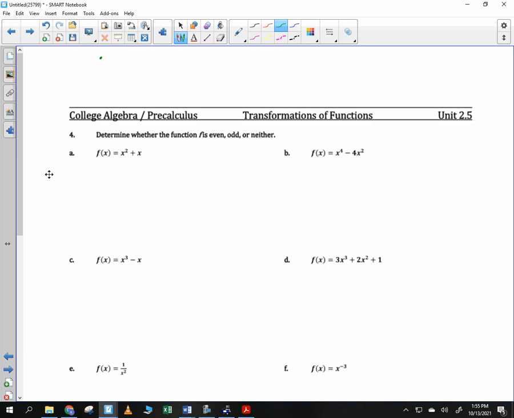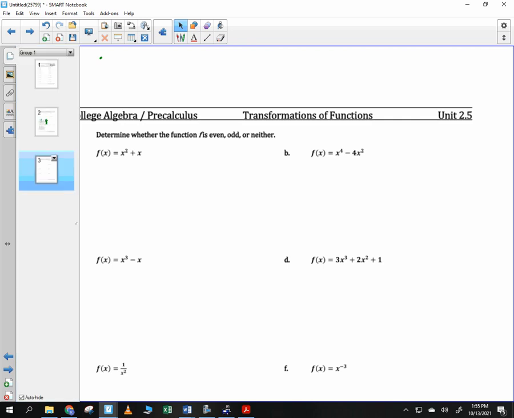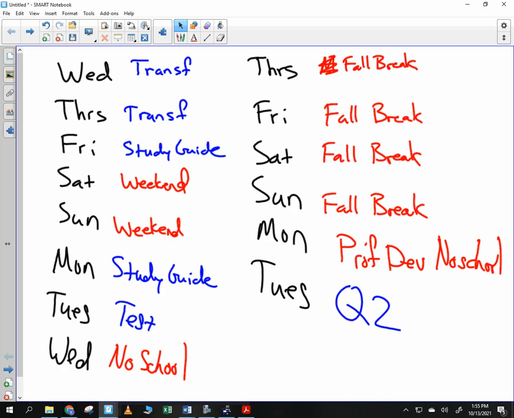I have your study guide almost complete, which my goal would be to hand it out to you tomorrow. As you notice, we're kind of in an interesting situation here with our class. The red days are days you don't have school. So you guys got a lot of time off coming up, don't you? So if you have a little bit of work to get caught up on, good. Get caught up on it, and then you can take your break coming up here.